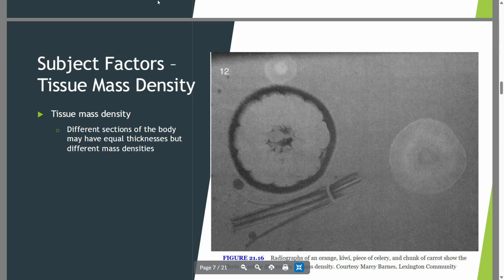For tissue mass density, this is the concept of different sections of the body having perhaps equal thicknesses, but different mass densities depending on the types of tissue there. So certain tissues in the body might have more fat or more bone or more muscle density than other tissues, more organs. And all of that, based on their atomic number, is going to demonstrate different radiopacities because of their densities. So this is just an image of a bunch of different fruits and vegetables to show you that even though they are all fruits and vegetables, they all show different shades of gray depending on their actual compositions.